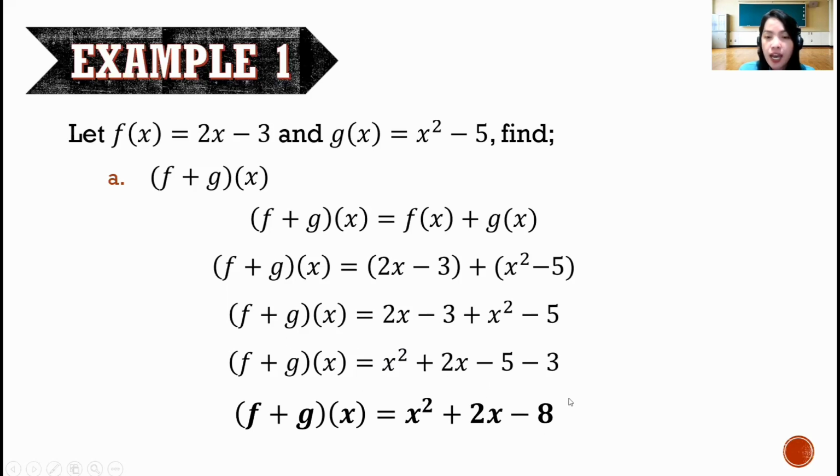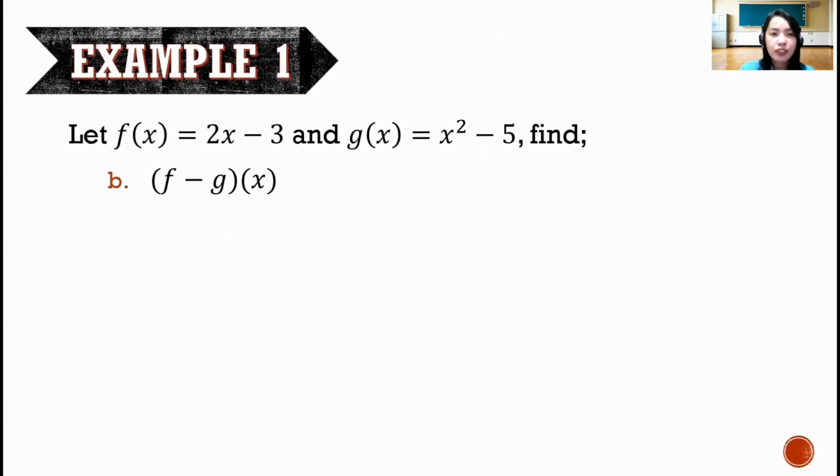And then, 2x, wala naman siyang iba ng like term dito sa equation natin. Just copy. And then, you have to add negative 5 and negative 3. So, that is negative 8. Bakit naging negative 8? Because same sign. Kapag same sign, you have to add the number and then copy the sign. So, final answer, we have here the quantity f plus g of x, that is equal to x squared plus 2x minus 8.